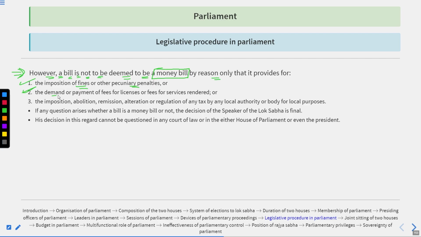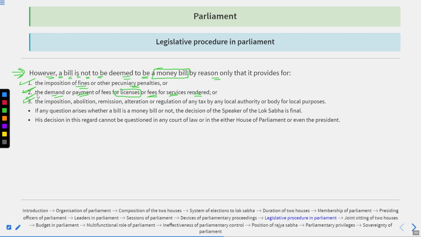Thereafter, the demand of payment of fees for a license or fees for services rendered. These will also be part of non-tax revenue, so they do not count in the money bill.